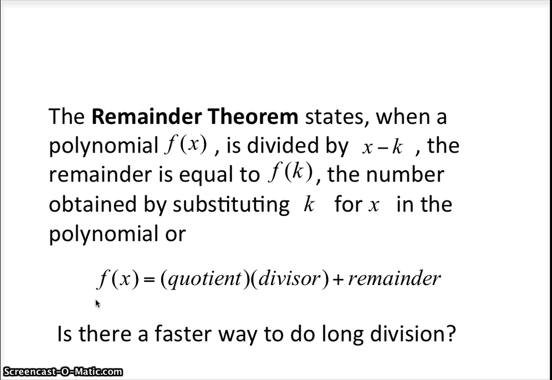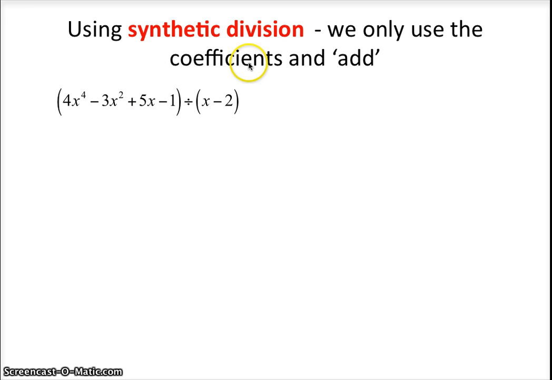So you could see how the previous question took a really long time. Is there a faster way? The faster way is synthetic division, and that's where we only use the coefficients and we add straight down. But you have to be careful with that one because you don't have the variables with their exponents included. So you have to remember what you start with to then be able to reduce them by one exponent.